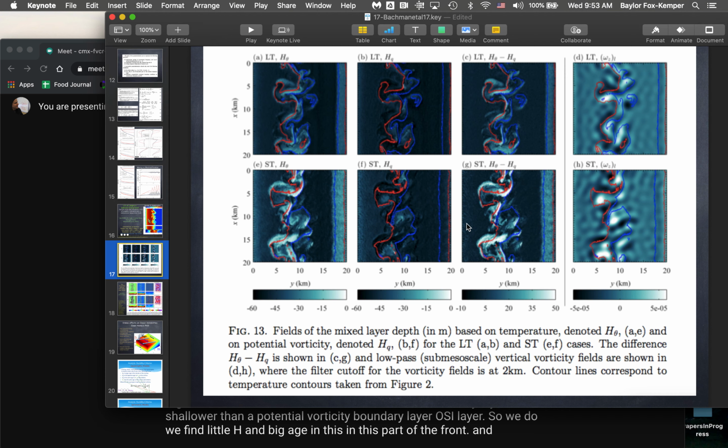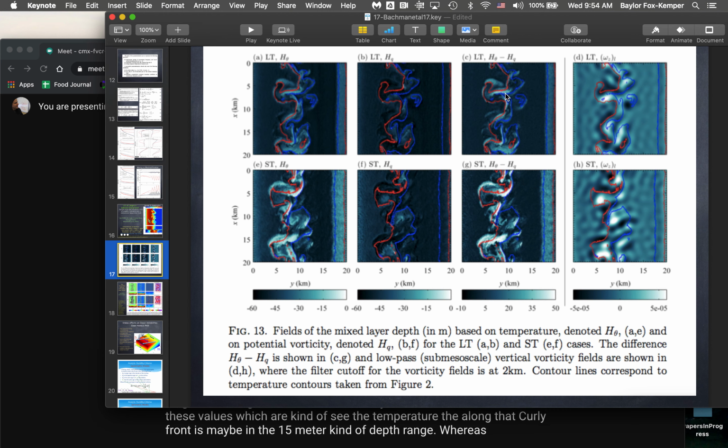And yes, in fact, we do. If we look for the boundary layer based on temperature, so how deep does uniform temperature go? We get these in the Langmuir case, including Langmuir forcing. And in the case with just winds down here, we find these values. The temperature along that curly front is maybe in the 15 meter kind of depth range.